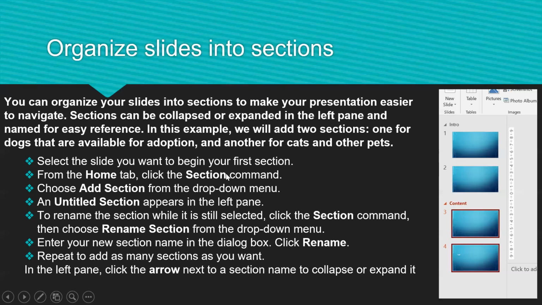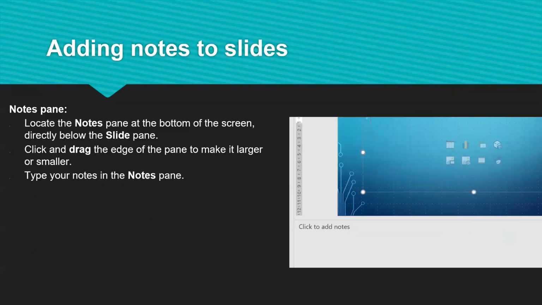Okay, so select the slide you want to begin your first section. From the home tab, click the section command. Choose the add section from the drop down menu. An untitled section appears in the left pane. To rename the section while it is selected, click the section command. Then choose rename section from the drop down menu. Enter a new section name in the dialog box. Click rename. Repeat for as many sections as you want. In the left pane, click the arrow next to a section name to collapse or expand it.